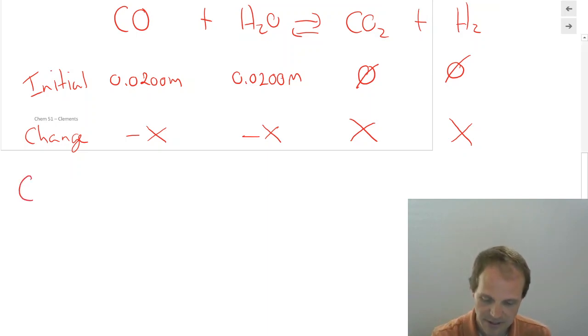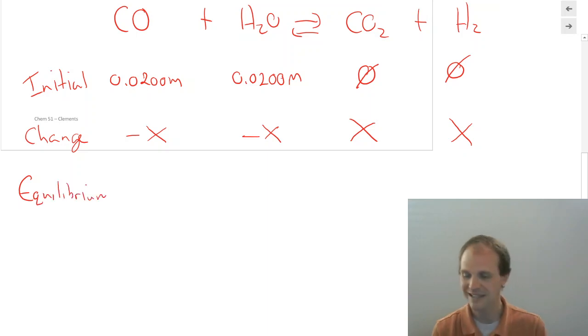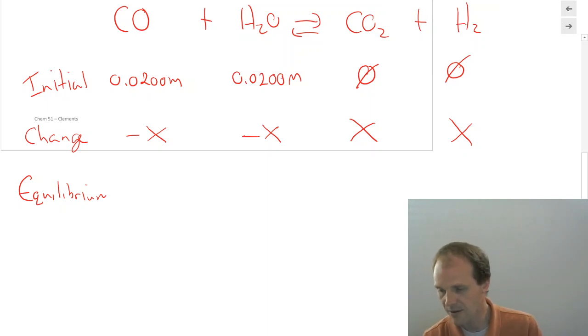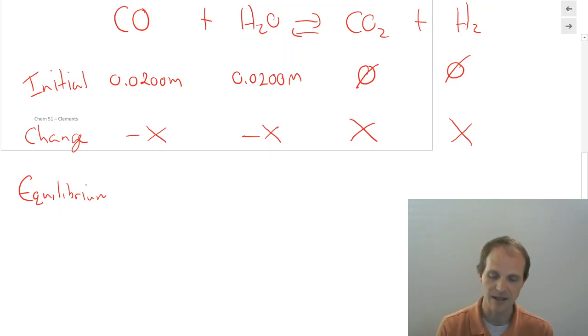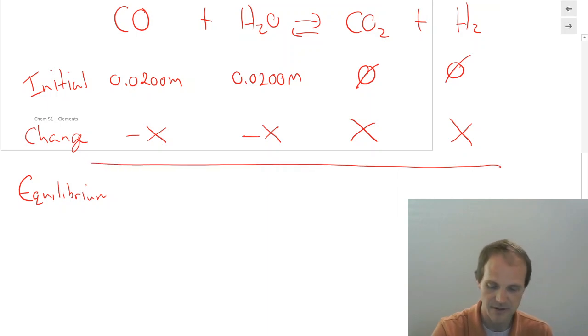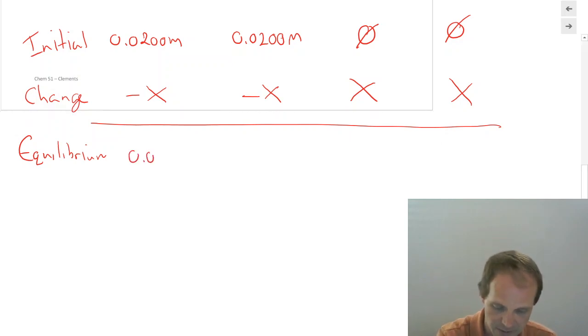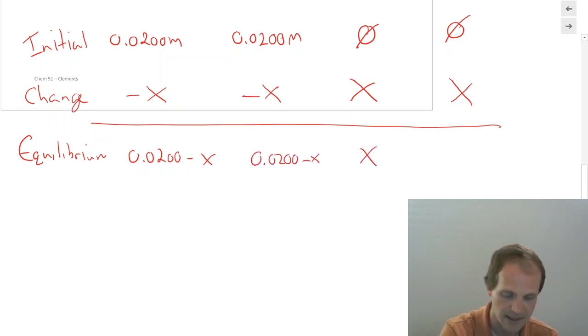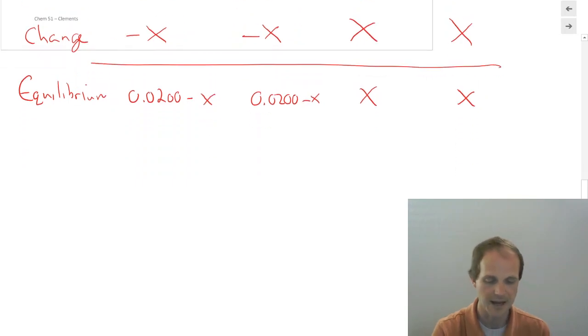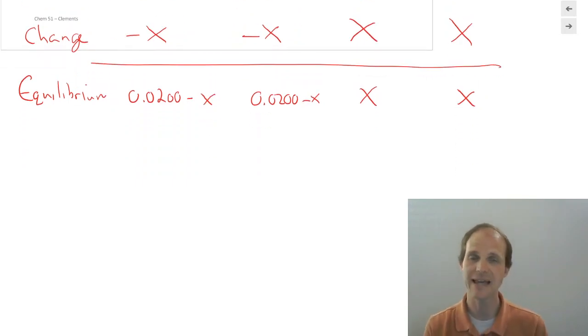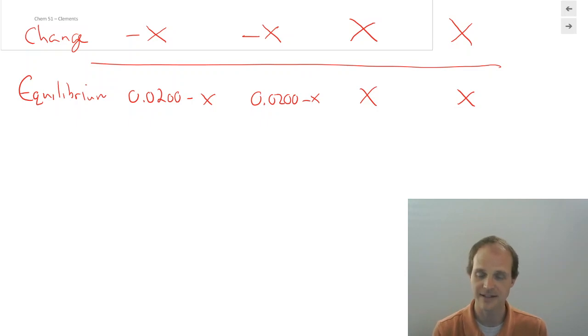And so what we're going to say is there's a third line here called equilibrium. And what I'm going to do is I'm going to say, hey, let's just add up these other 2 lines. I know that I started with this, my change was this, and so at equilibrium, I'm going to have the addition of those 2 lines, which is 0.0200 minus x, 0.0200 minus x, and x, and x. I don't know what those equilibrium concentrations are, but I can write a form for them. And let's see if that helps me.